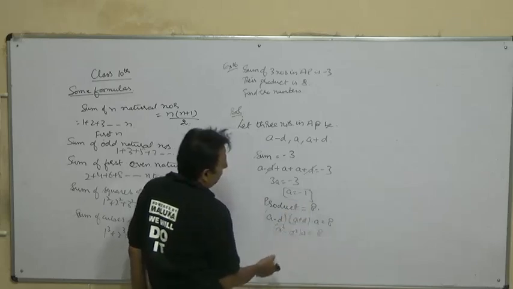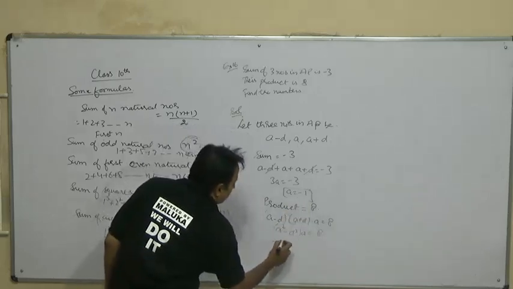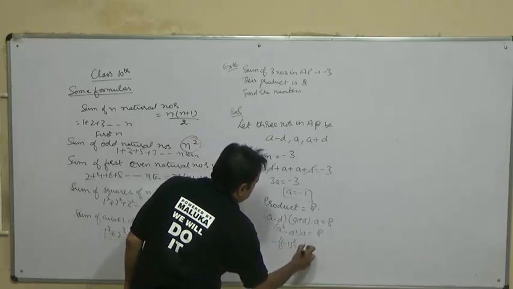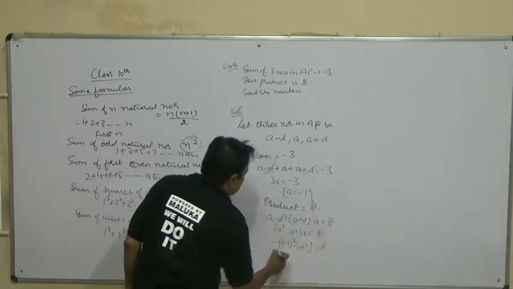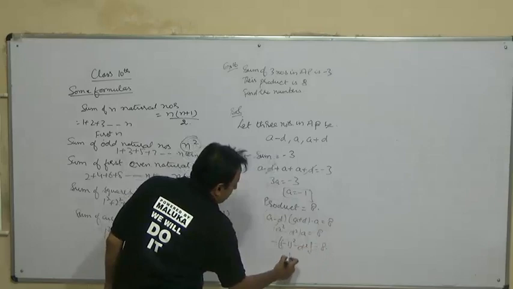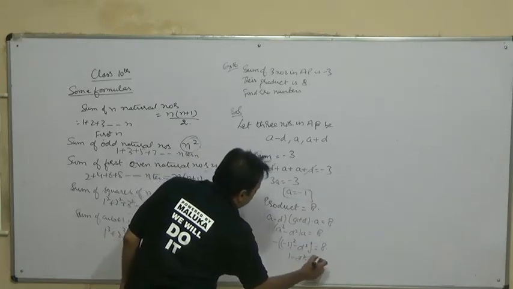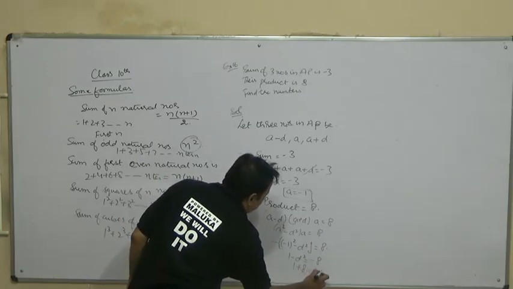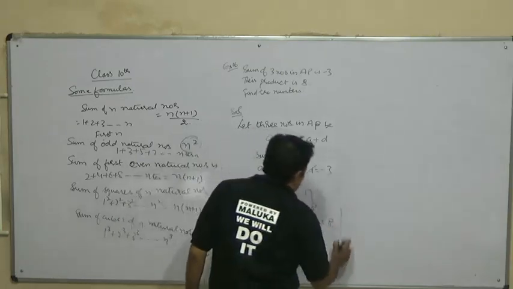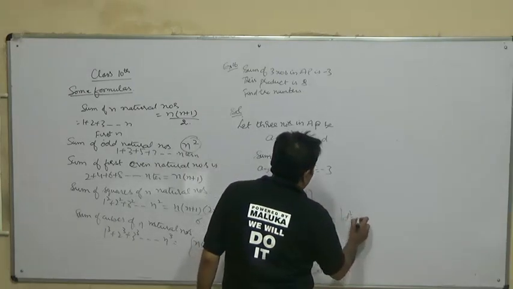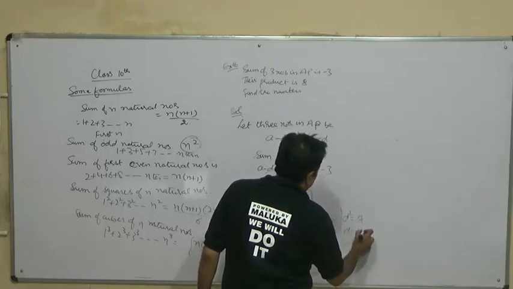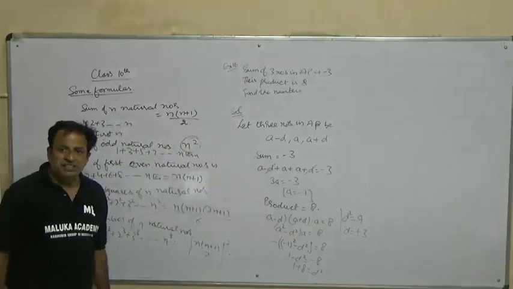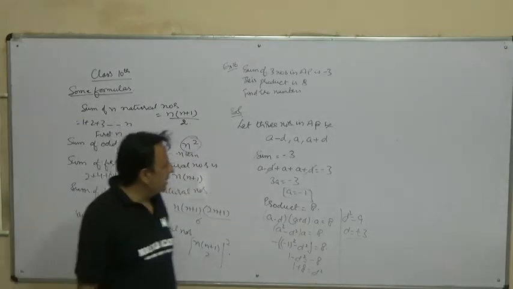So we substitute the value for a. This is minus 1 square minus d square is equal to 8. So this will be, take minus to this side, 1 minus d square is equal to minus 8. So this will be 1 plus 8 is equal to d square, or we can say d square is equal to 9, d is equal to plus minus 3. The value of d can be plus 3 or it can be minus 3.